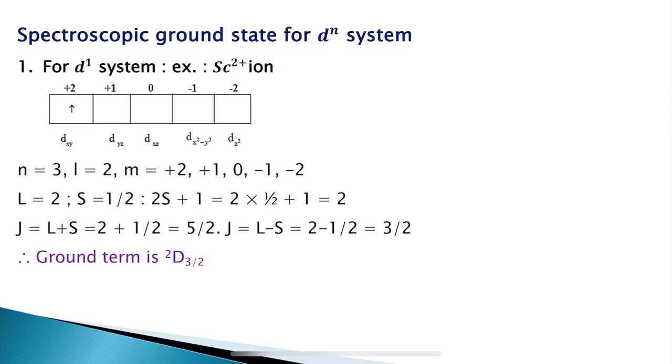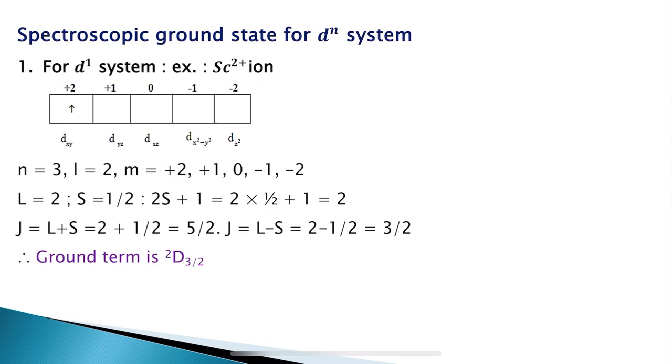If in the d orbitals the electrons are less than half filled, then the lowest J value is stable. If the d orbital is filled with more than half, then the highest J value is stable. Now let us take the examples one by one so that we will understand.